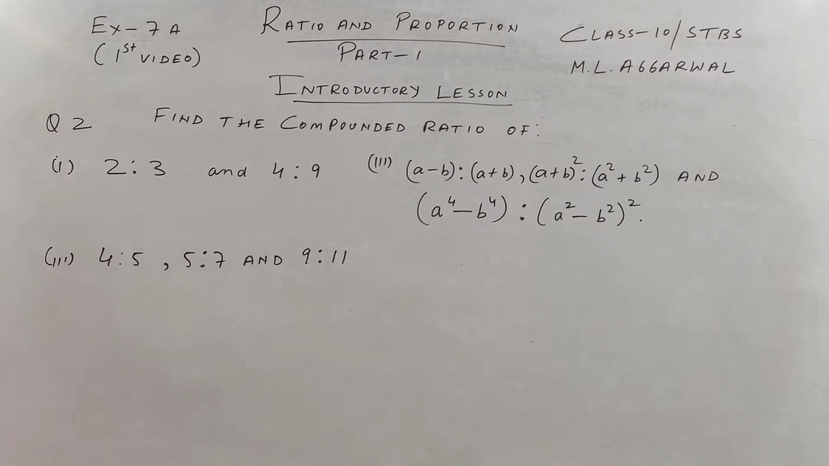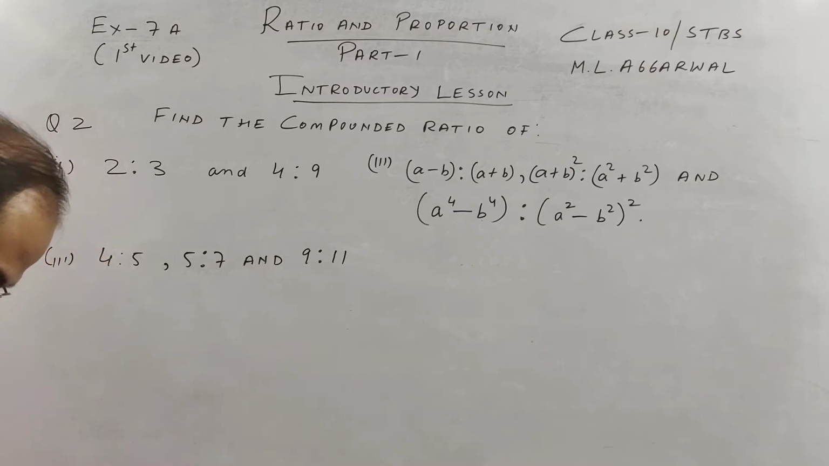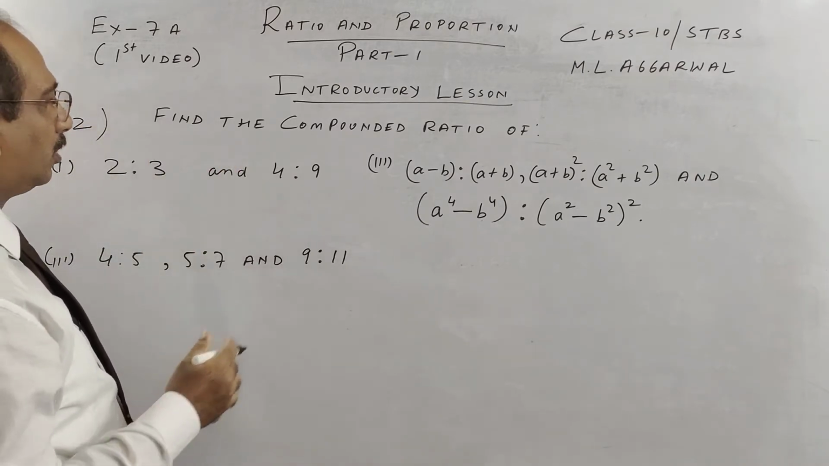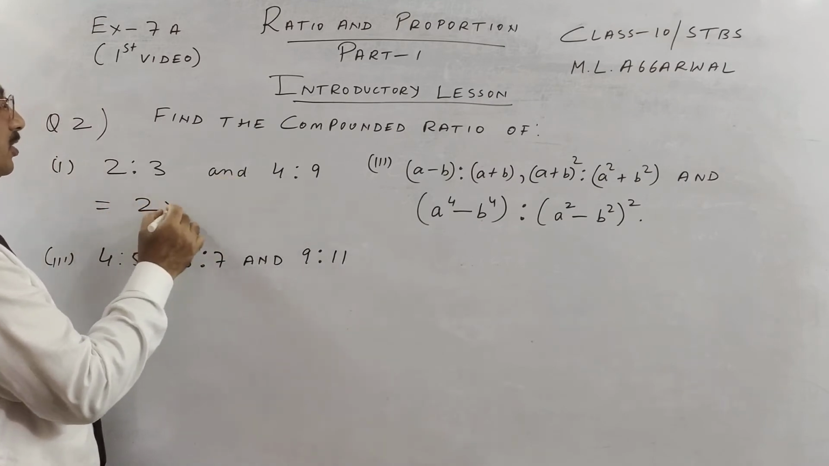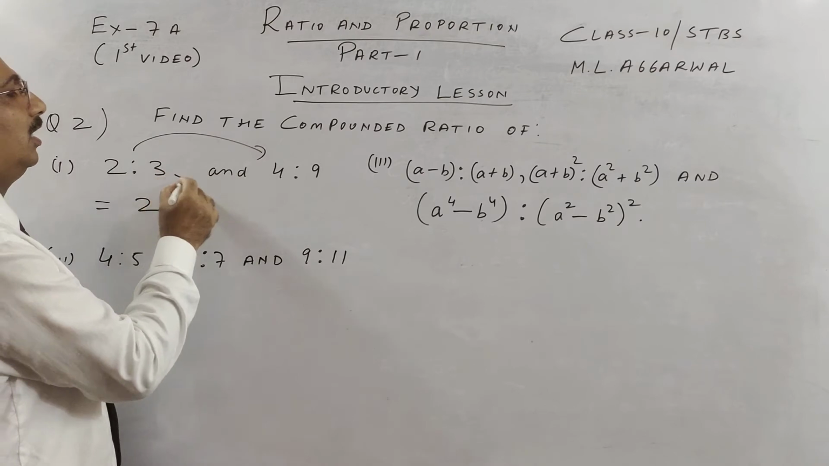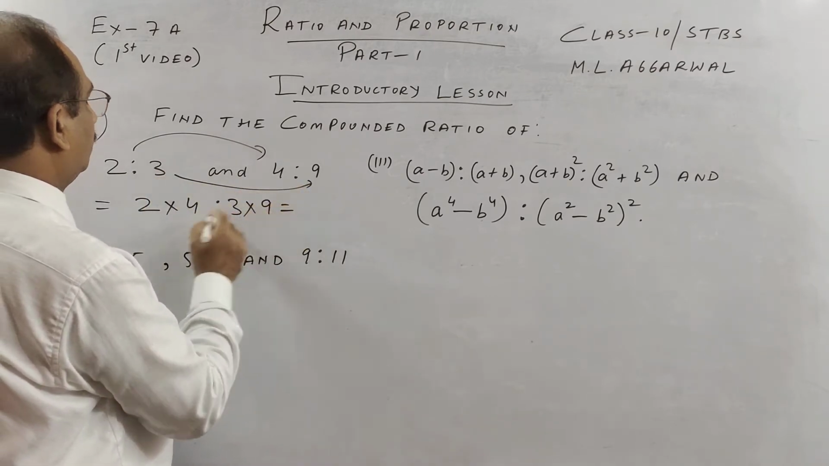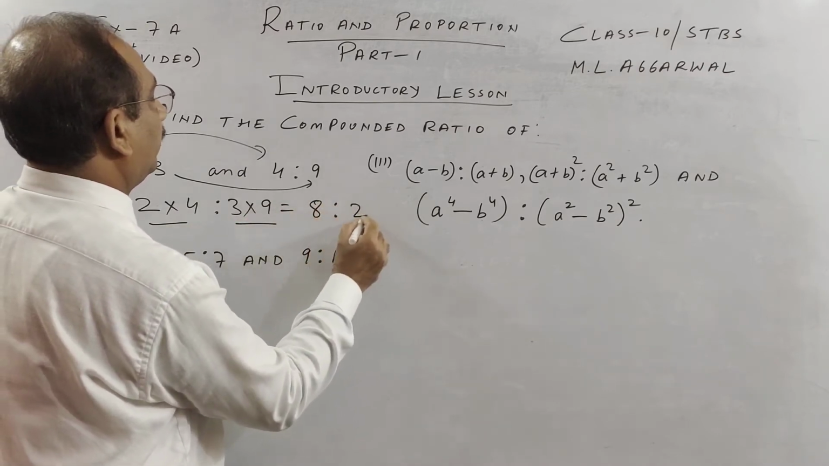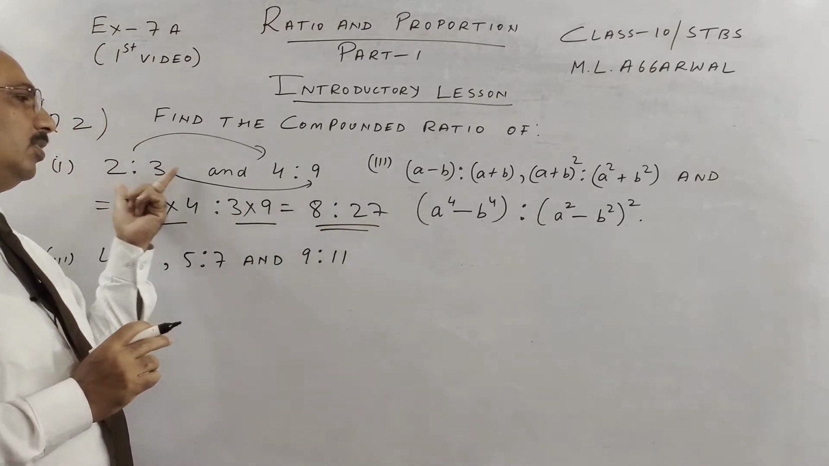So here I'm trying to do all the parts of question 2. So find the compounded ratio. Compounded, as I have given you the concept, is first term with the first term and the second term with the second term. So we get 8 is to 27. Remember, this ratio is not equal to these two.